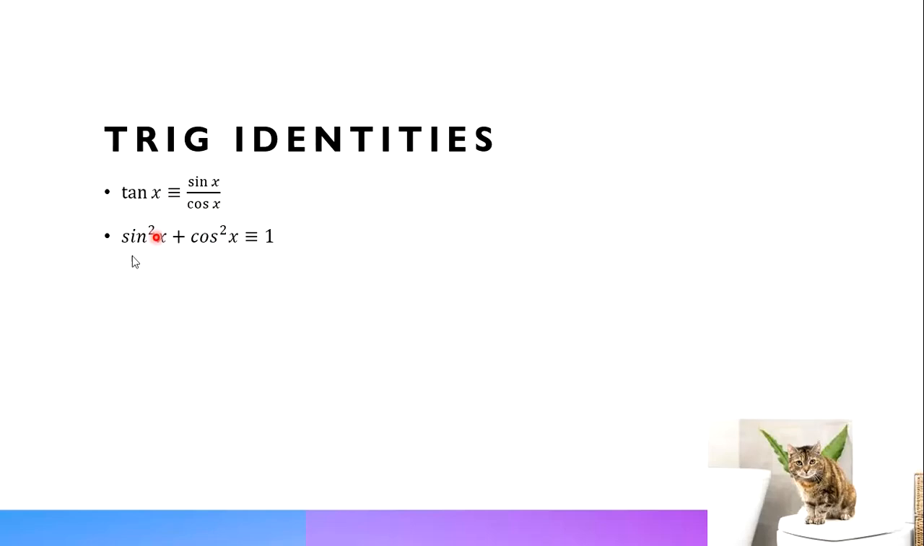So the main thing you need to remember, rearrange this. So if you want sine squared x, that's equal to 1 minus cos squared x. If you want cos squared x, that's the same as 1 minus sine squared x. Very useful for when you're solving trig equations.